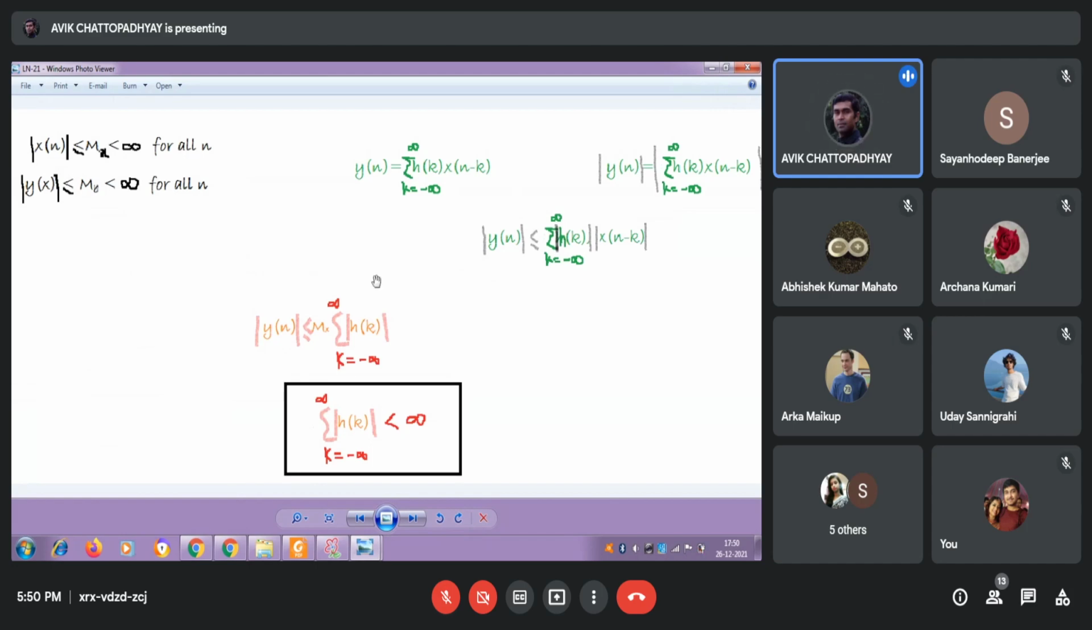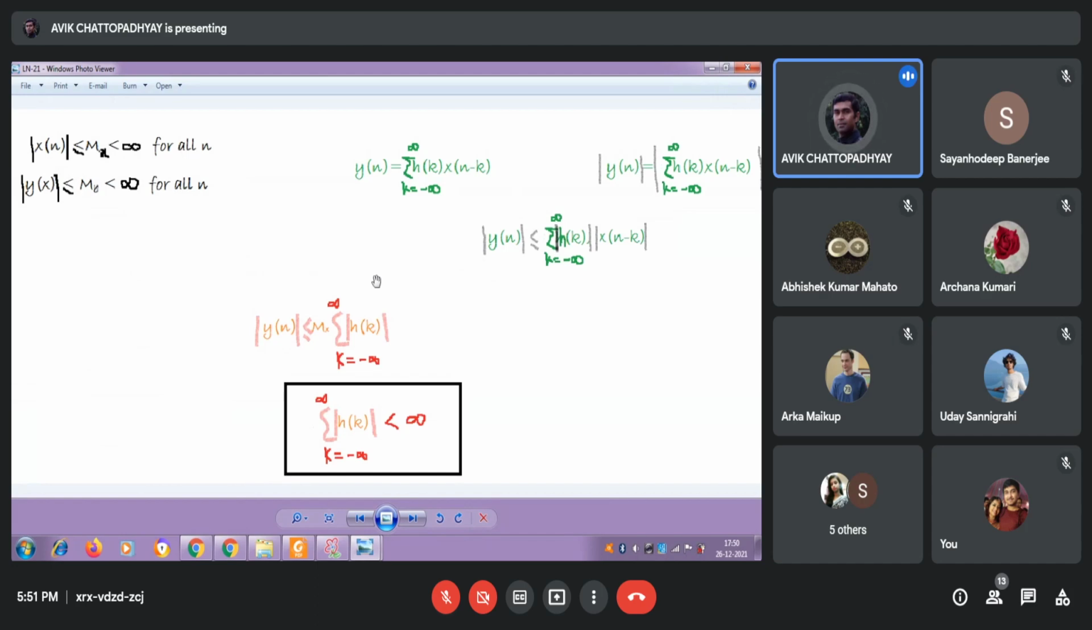Anyway, what I want to say is, suppose you have any relaxed system, which is said to be BIBO stable if and only if your output sequence yn, for all the values of n, is bounded if your input is bounded for all the values of n. That means for each bounded input, your output is bounded, and your system is BIBO stable.